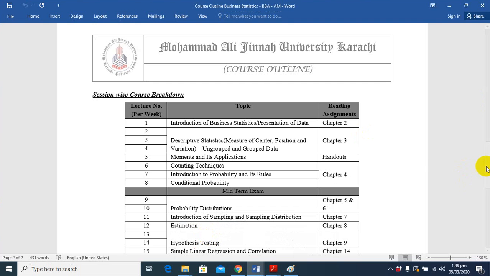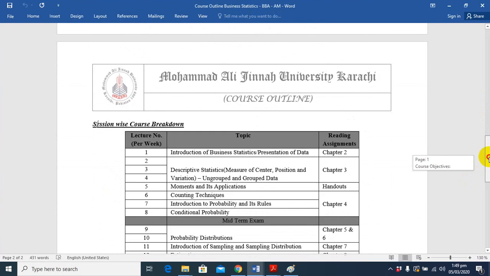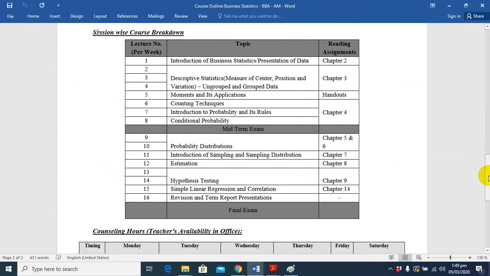Today we will discuss topics related to descriptive statistics. So far, we have discussed the introduction of business statistics and presentation of data. If I consider the week-wise, session-wise course breakdown, we have discussed measures of central tendency: mean, median, and mode.